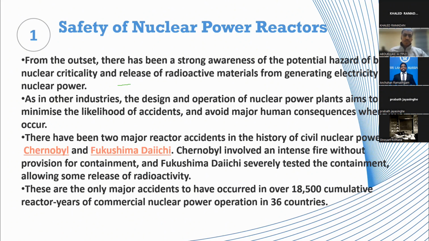There have been two major reactor accidents: the Chernobyl accident and Fukushima Daiichi in Japan. These two disasters led to some consequences, and these are the only major accidents to have occurred in over 18,500 cumulative reactor years of commercial nuclear power operation in 36 countries. Please, next.